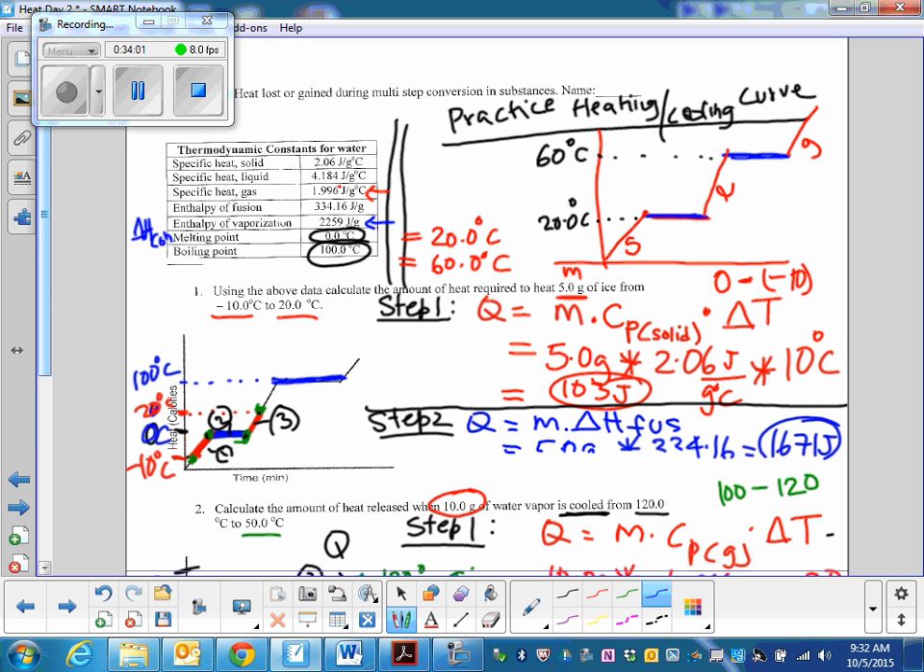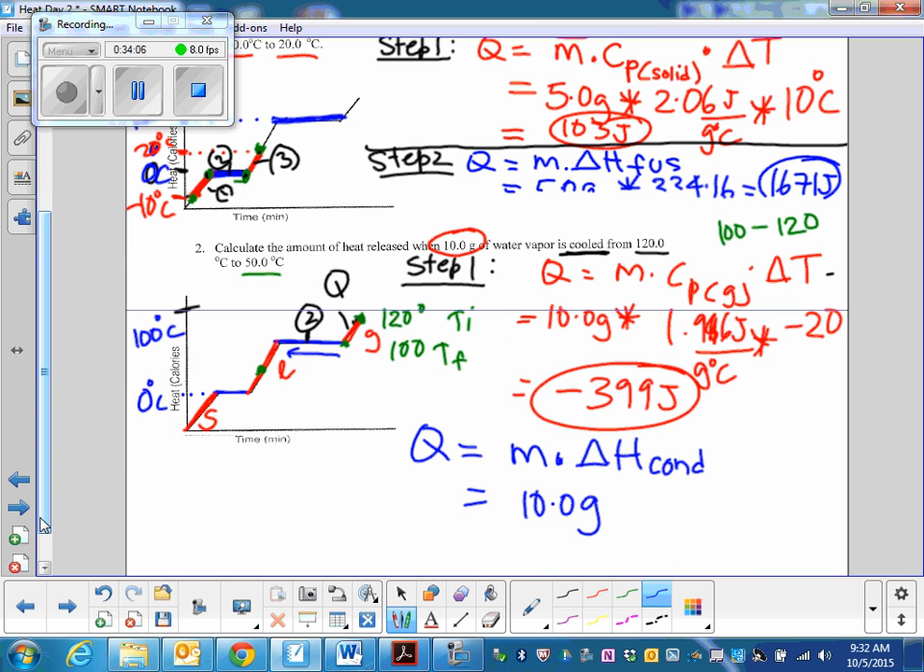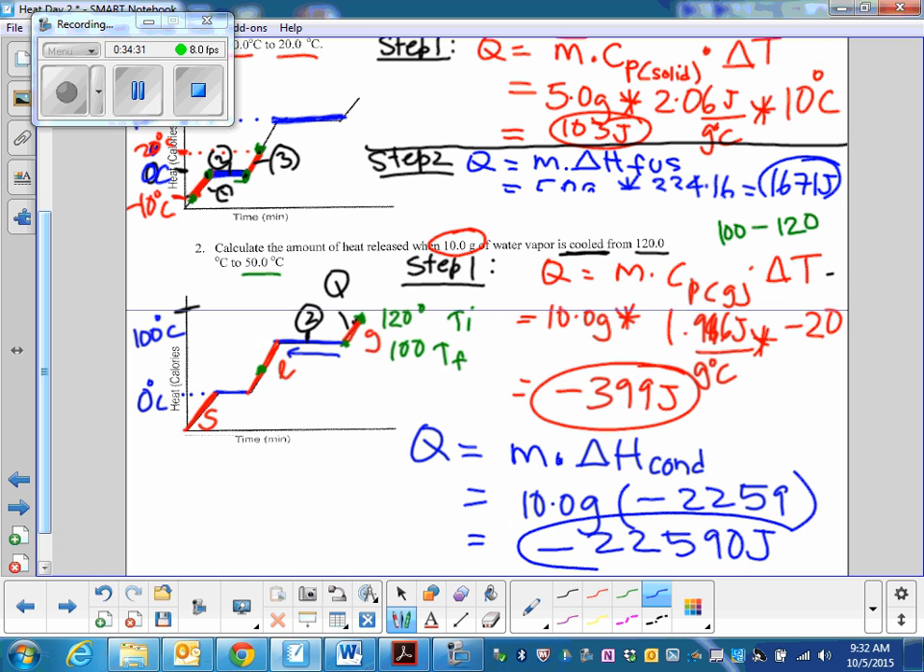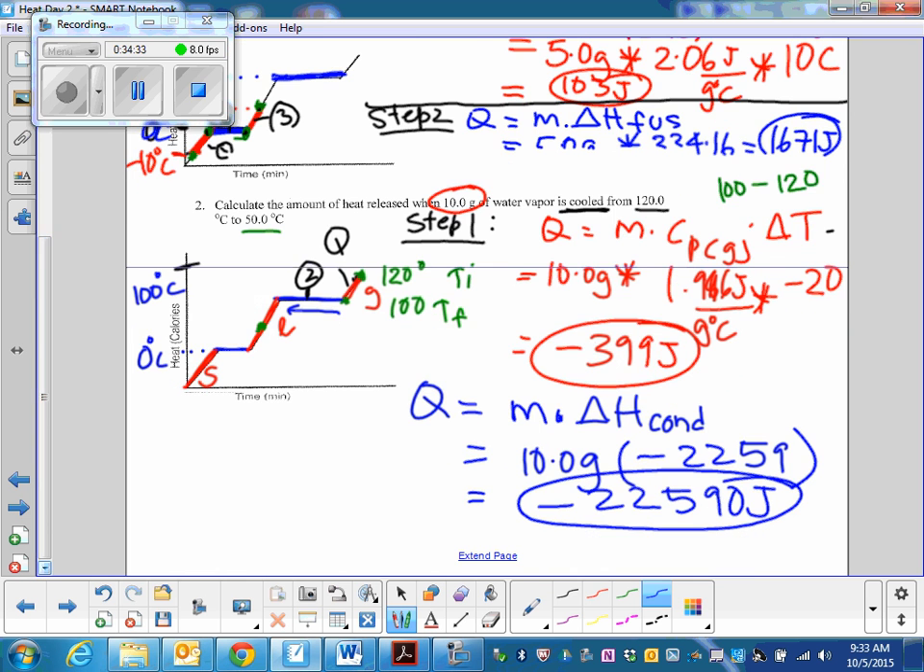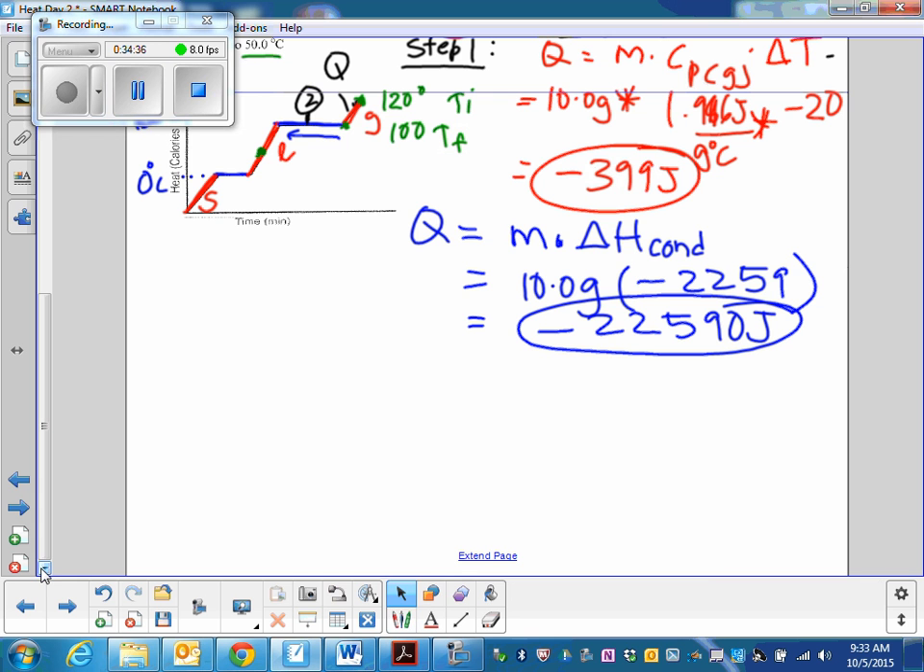So, I will choose the same number as vaporization. What will I choose? 2259. But what will be the sign before 2259? Negative 2259. Does everybody see that? It's the opposite direction, so it is negative. Therefore, my answer is 10 times negative 2259, and I get negative 22590 joules. Everybody good? Did I finish the problem? I have to do my step 3.